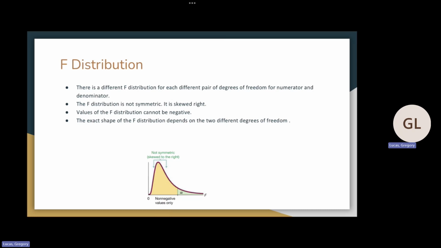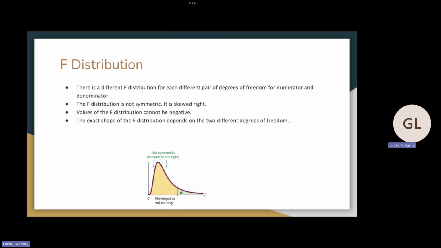The F distribution is not symmetric. It is skewed right. Values of the F distribution cannot be negative. The exact shape of the F distribution depends on the two different degrees of freedom. So the nice thing here is it's not for a normal distribution. If we don't have a normal distribution, we might have to use an F distribution.